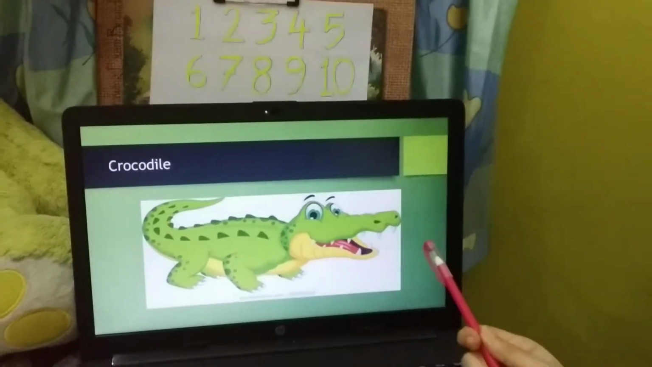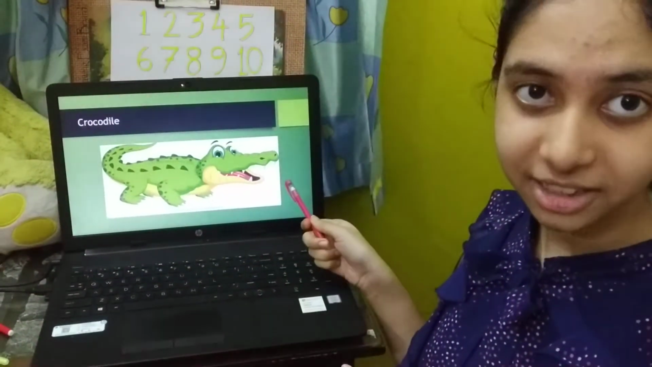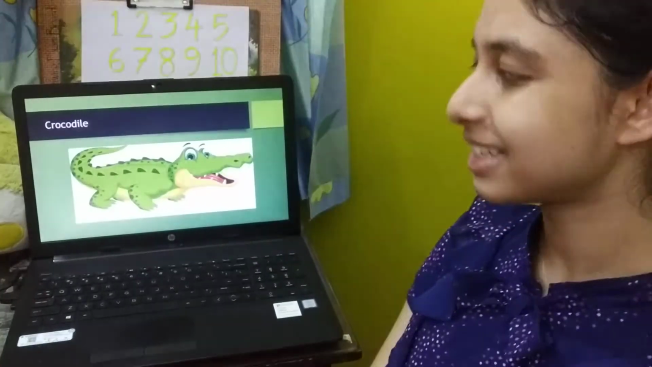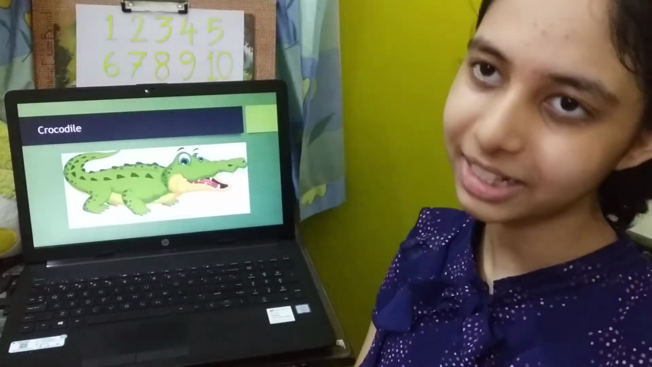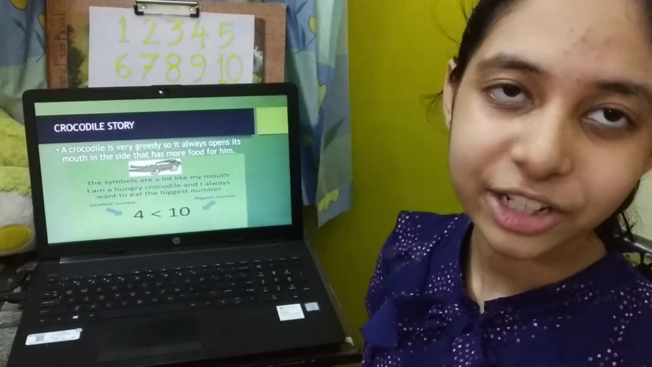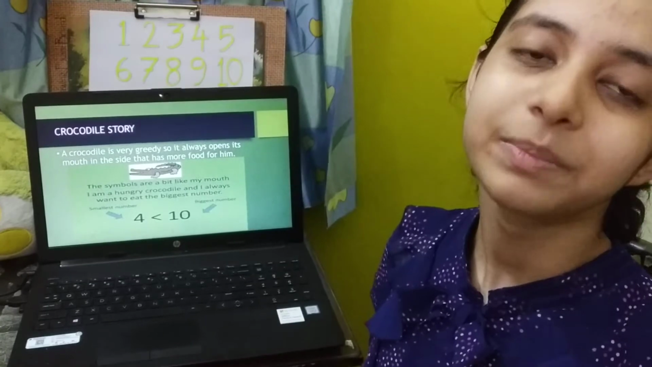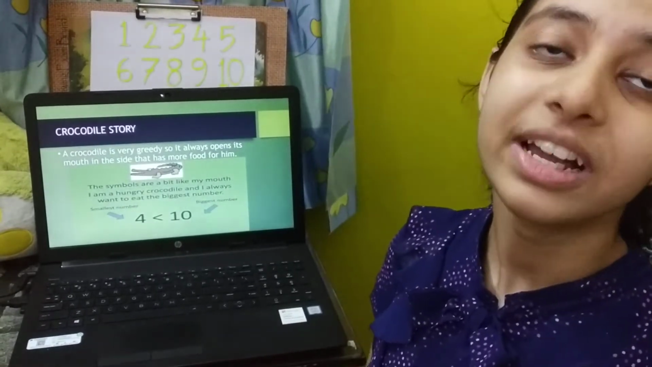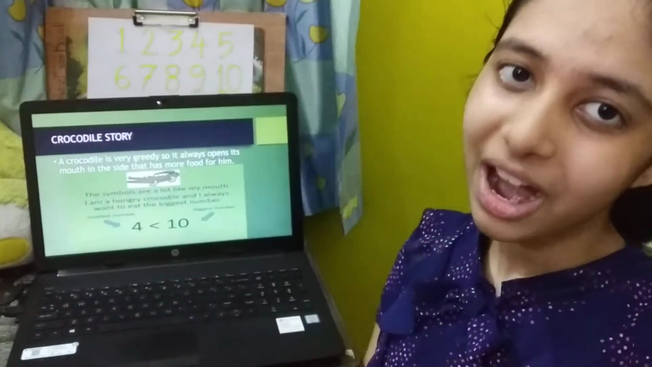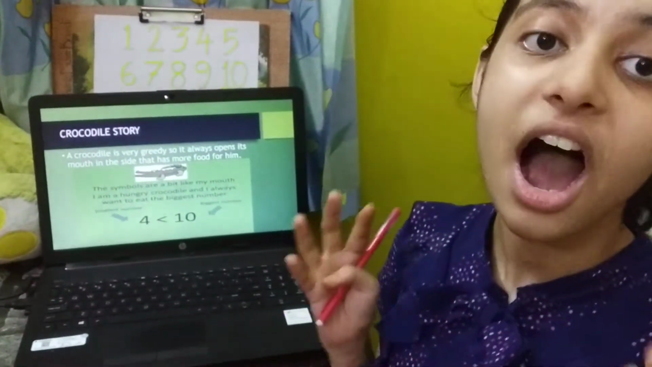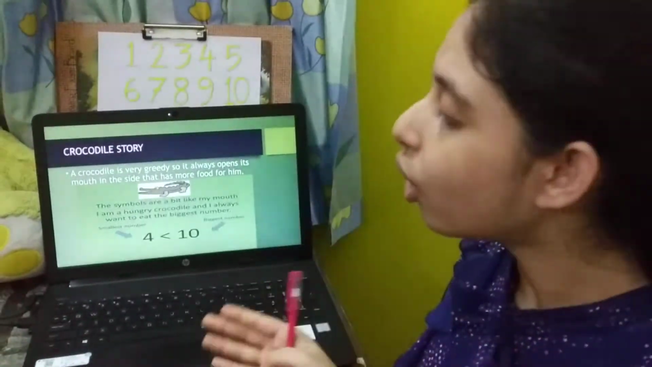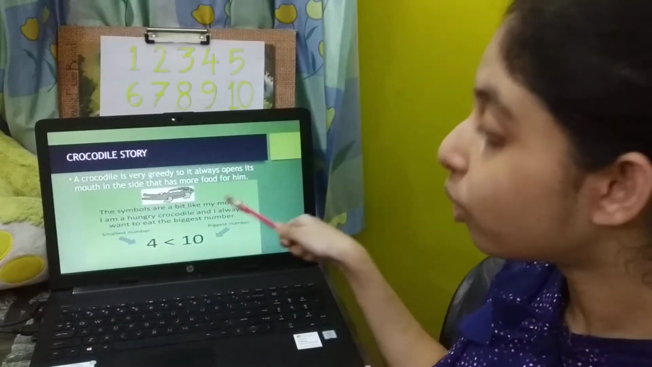Do you recognize this picture? Can you tell which animal is this? Yes, this is a crocodile and this lives in water. So, I am going to tell you a crocodile story for teaching you the concept of greater, smaller and equal numbers better. So, a crocodile is always hungry. It is very greedy and it always wants to go towards the place which has more food.